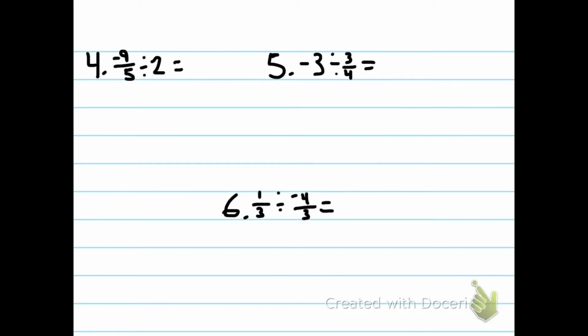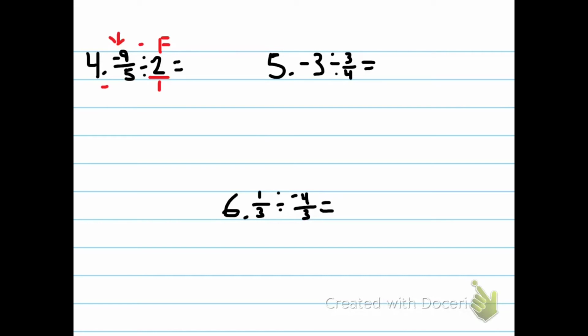Number 4, -9/5 divided by 2 equals. So for this one, you keep this, change the sign, and then you flip this. This is 2/1, by the way. If there isn't a number under it, just add a 1, because that's basically the same thing.